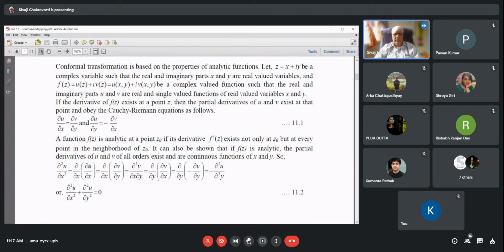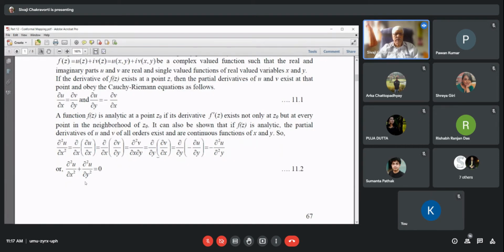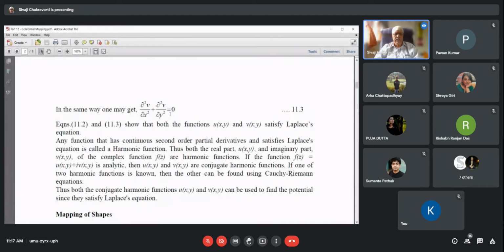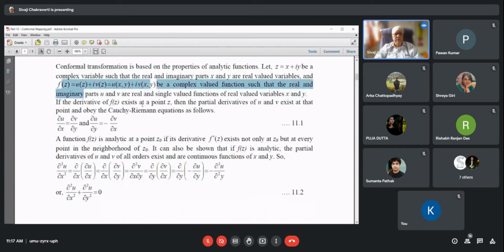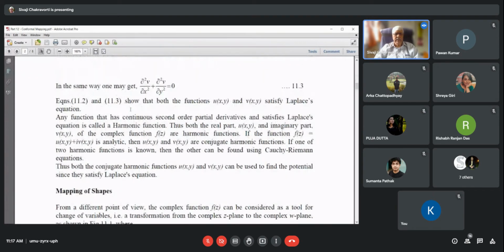And just the way we have derived 11.2, you do it on your own, and you can also prove very easily that 11.3, that is ∂²v/∂x² plus ∂²v/∂y², will be 0. So that means it also satisfies the Laplace's equation, and therefore we say it's another harmonic function, which means that these two components of f(z), u and v, are both harmonic functions satisfying Laplace's equation, and that is primarily the basic foundation of the conformal transformation.